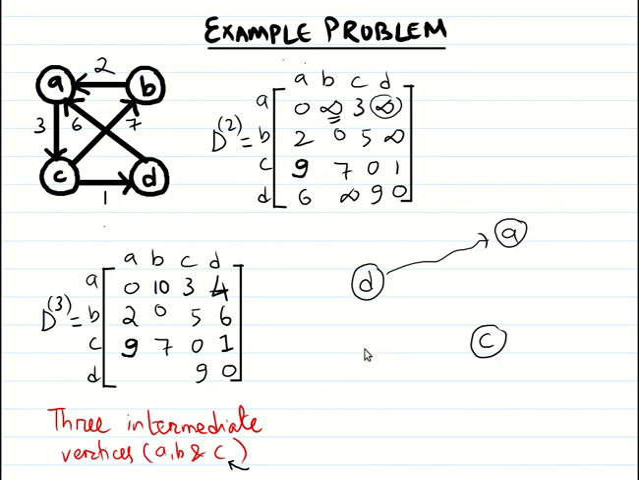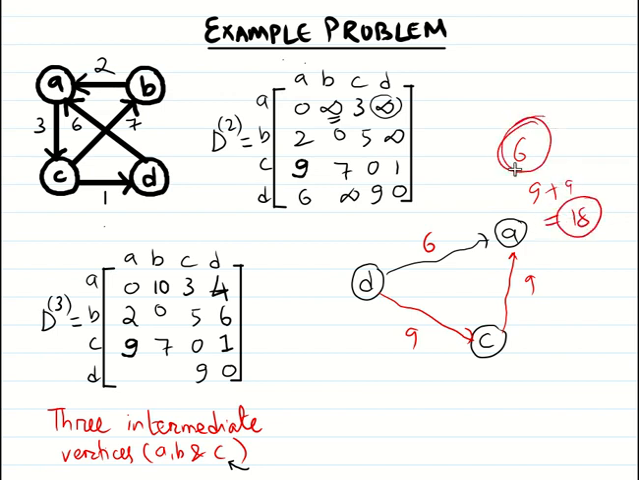Now let us calculate the distance from D to A. The old value for D to A is 6, the previous distance. But if I go via C, D to C, if I look at this table, is 9 and C to A is also 9. So the old distance was 6 and the new distance is 9 plus 9, that is 18. So the old distance itself is lesser than the new distance via C. So I do not update and keep this 6 as it is.